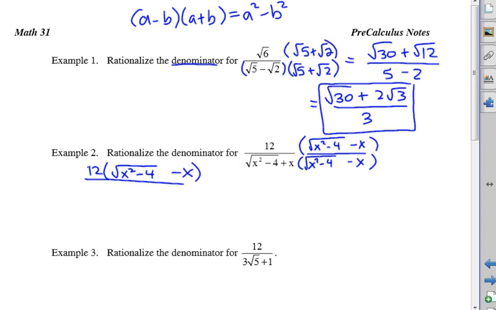On the denominator, what's square root of x squared minus 4 times square root of x squared minus 4? I'm just going to leave it in factored form, just in case something cancels out later on. And then we can expand the numerator later. Okay, x squared minus 4, the radical's gone. And then negative x times a positive x, negative x squared.